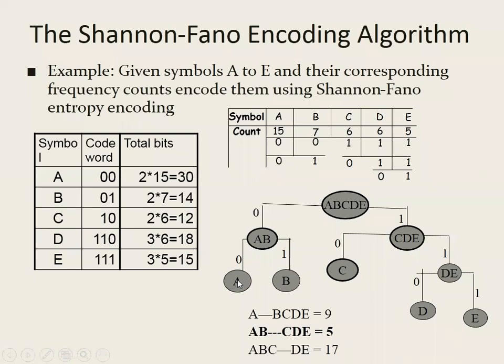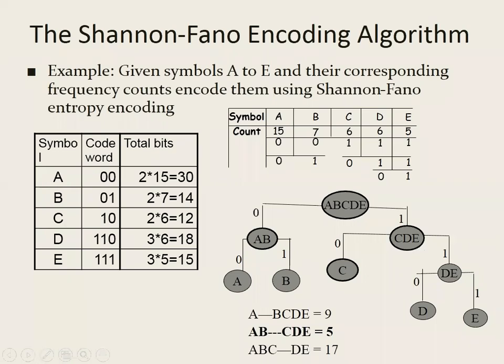So at this point, A is an individual symbol, which exists at a leaf node. B is the same. So we completed the left side. Then what about the right side? It contains 3 symbols. Split them into 2. We have 2 choices: either split at C against DE, or CD against E.